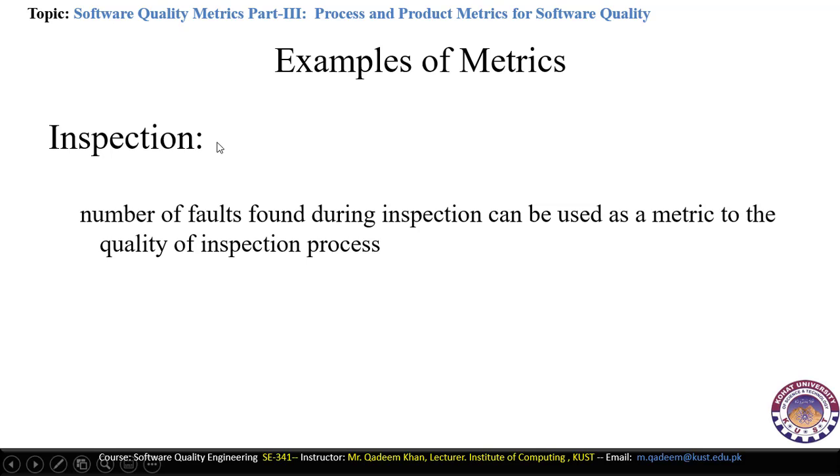Inspection is the testing. In fact, here the inspection teams perform the validation or verification of the software system. The number of faults found during the inspection can be used as a matrix for the quality of the inspection process. So if faults are occurring during the usage of the software, then the inspection team will use that particular matrix for the quality of the project.